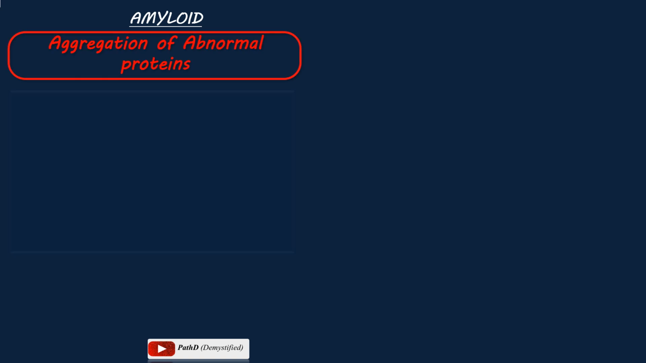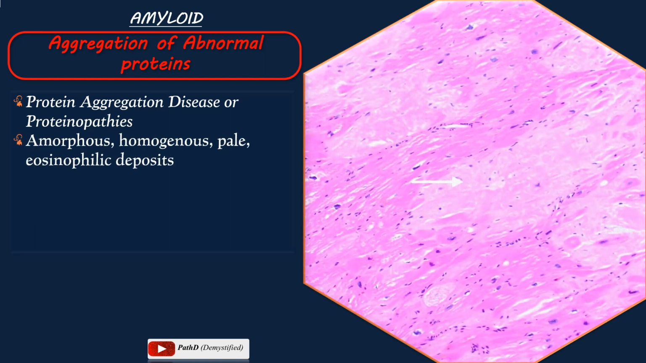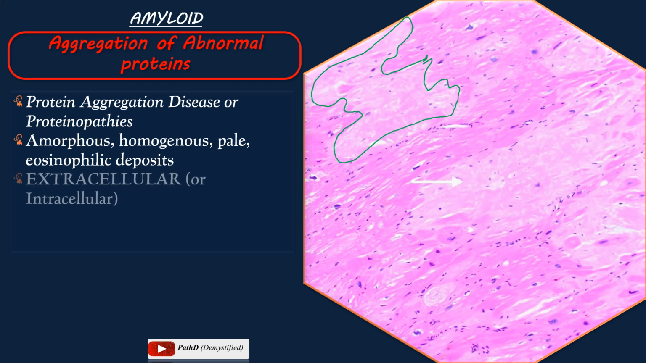Okay, and the last protein accumulation is amyloid. Now, amyloid is because of aggregation of abnormal proteins, and this particular entity is also called protein aggregation disease or proteinopathies. How do they appear? They again appear as homogeneous pink deposits. But what is so classical about amyloidosis? The rest of the inclusions that we saw previously were intracellular. Now, this amyloid is classically extracellular in nature. It can be intracellular, but classically accumulation of amyloid is extracellular, and they appear as amorphous, homogeneous, pale, eosinophilic extracellular deposits.